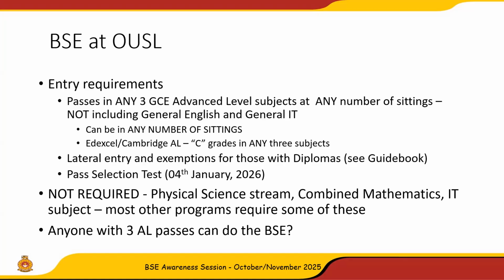If you look at these entrance requirements, you will see that we are not requiring you to have done, for example, the physical science stream. We are not requiring that you have passed combined mathematics or the IT subject. Most other programs will require some of these subjects. So what are we saying? Are we saying that anyone with just 3 A-level passes, basic S passes in any 3 subjects, can do the Bachelor of Software Engineering program?